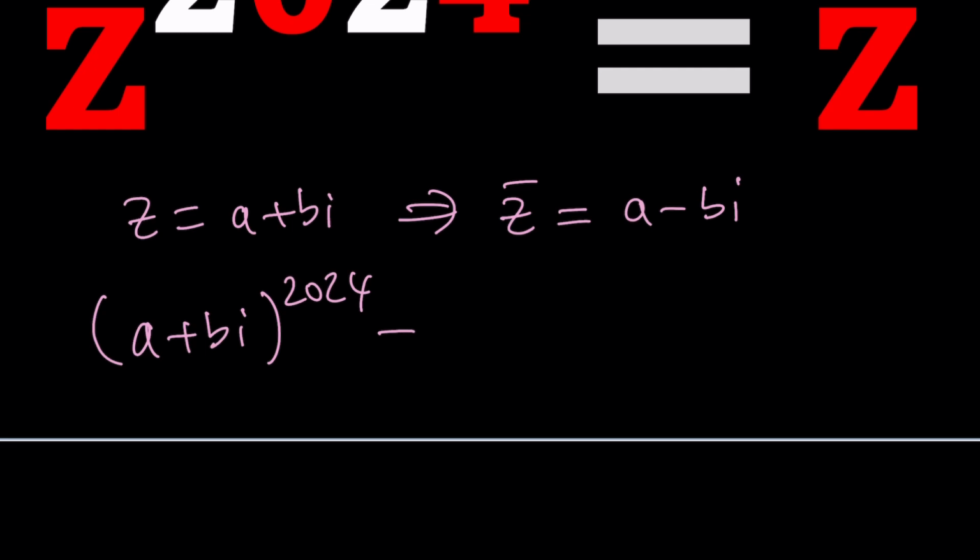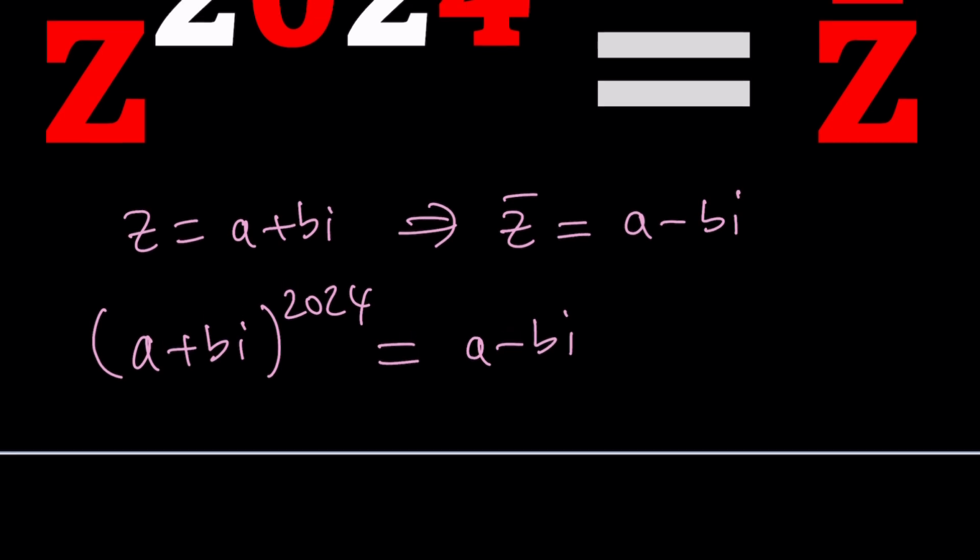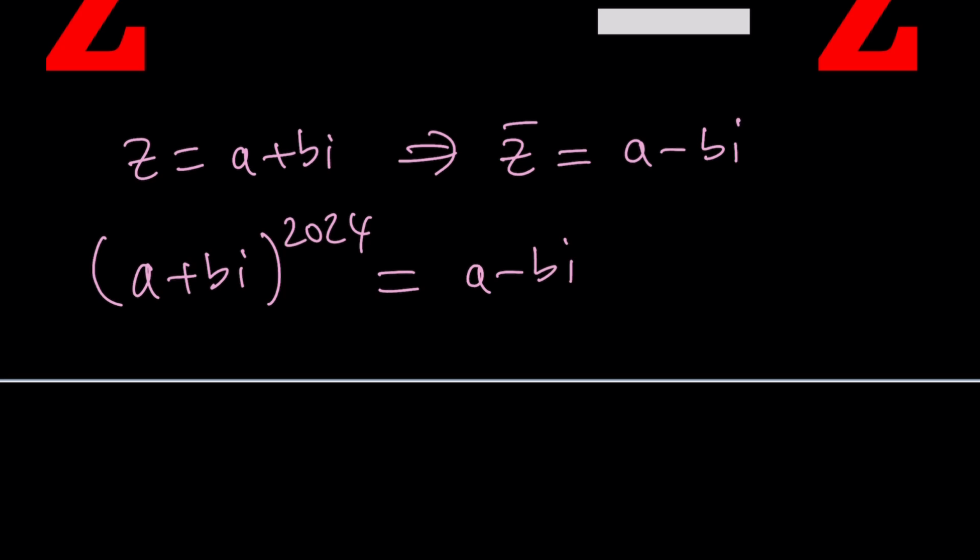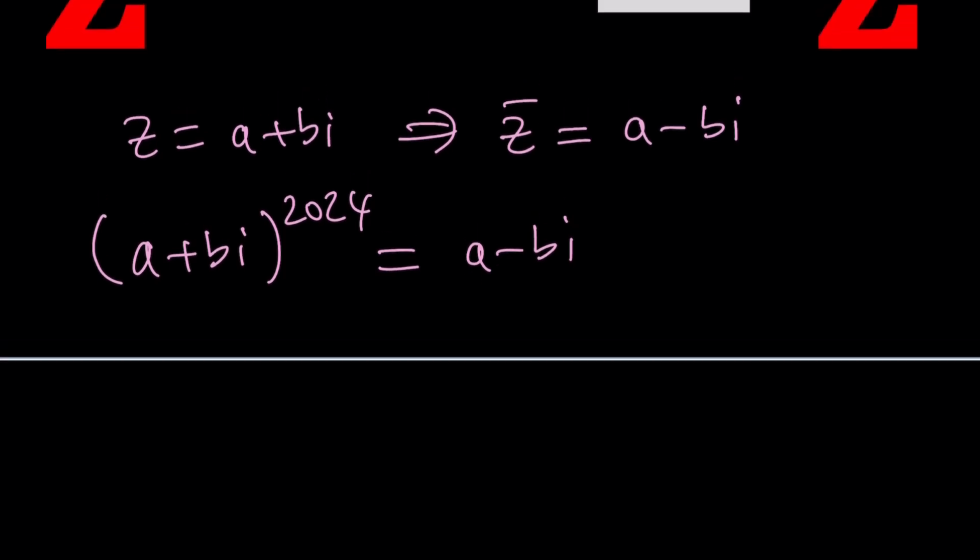And then a minus bi will replace z bar. And then we're going to try to solve for a and b because our goal is to find z, right? Find all solutions. Now, to be able to solve a problem like this, one can use the binomial theorem. Even though it's not recommended, it's a method. I mean, is that going to give you something reasonable? I don't think so, but here's how it goes.